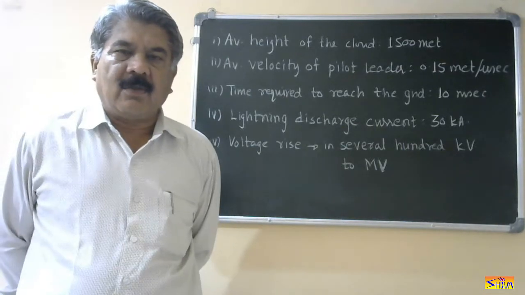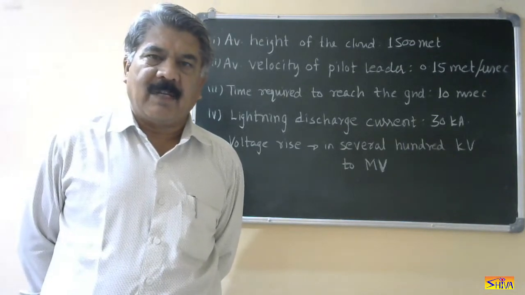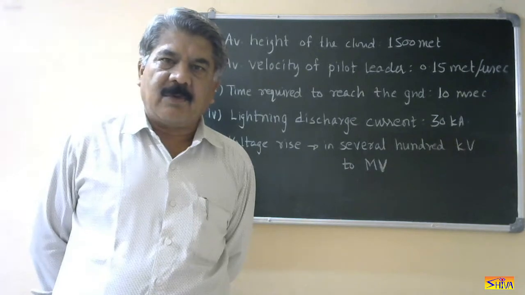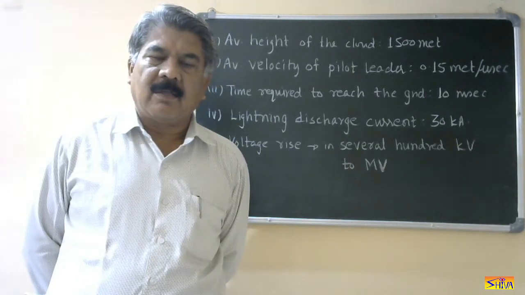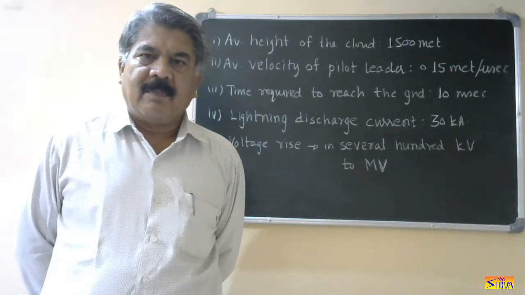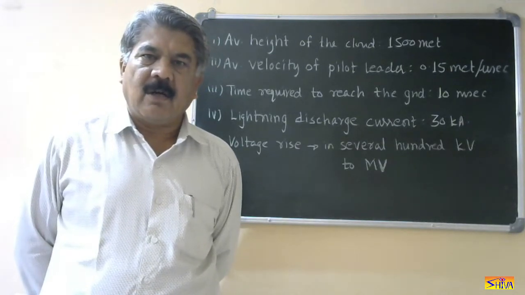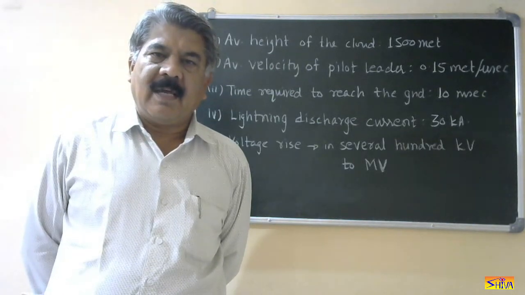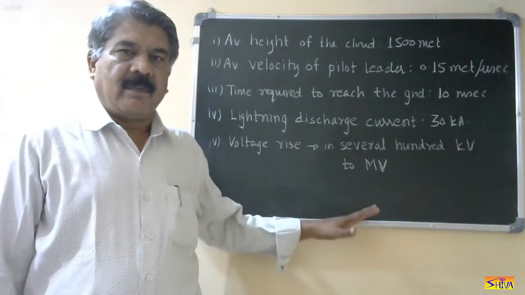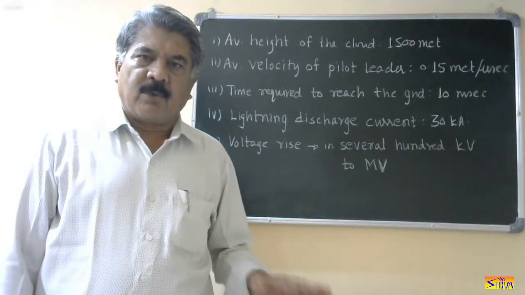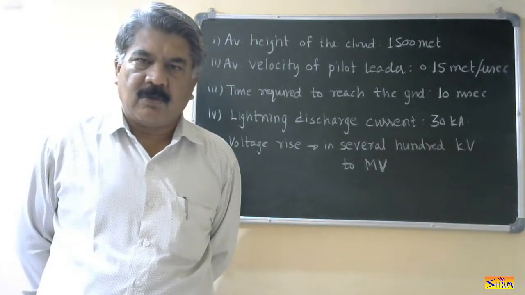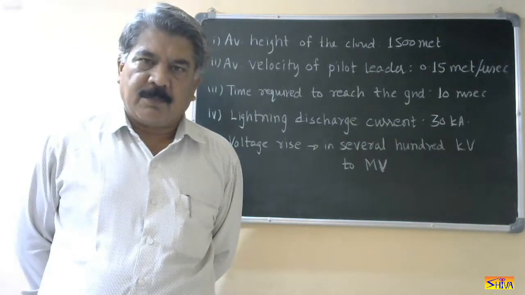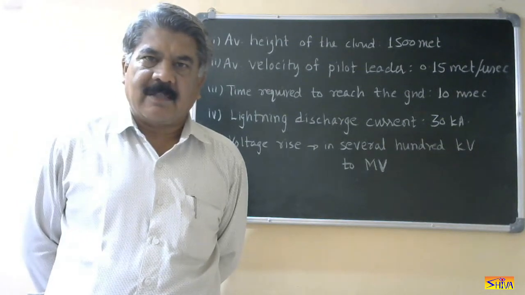So when this overvoltage traveling wave strikes the power system insulators, transmission line insulators, or the insulation of the equipment, it will damage them, because they are not designed to sustain these overvoltages. Therefore, protection of power system insulators as well as power system equipment against overvoltages is necessary. This protection part I will start in my next class.